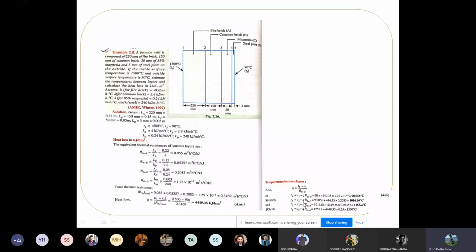All the individual layers you can calculate, because the moment you calculate Q, you can separately calculate the thermal resistance for each layer, since T4 minus T5 by Q equals the thermal resistance for D, right? Then for thermal resistance C, T3 minus T4. Similarly, T2 minus T3 for this one, then T1 minus T2 for this one. So you can calculate all individually. Okay.